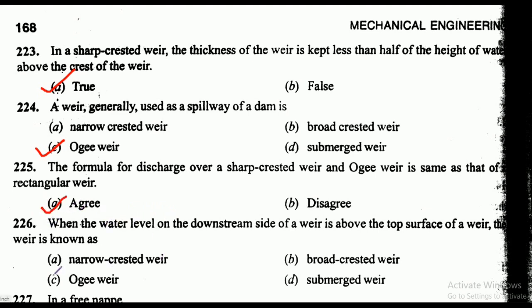Next, when the water level on the downstream side of a weir is above the top surface of the weir, then the weir is known as, here, friends, options are narrow crested weir, broad crested weir, Ogee weir, and submerged weir. So here the correct answer is option D, that is submerged weir.